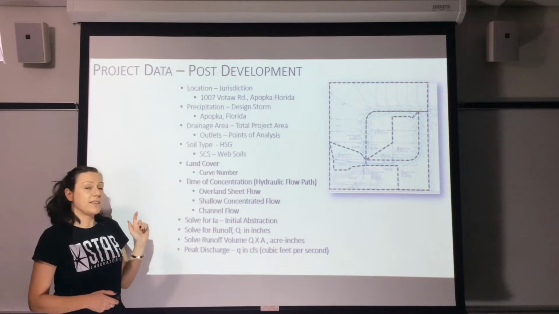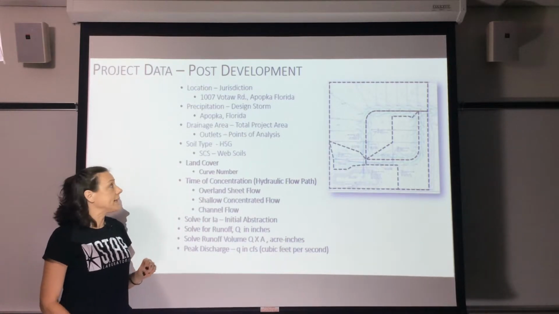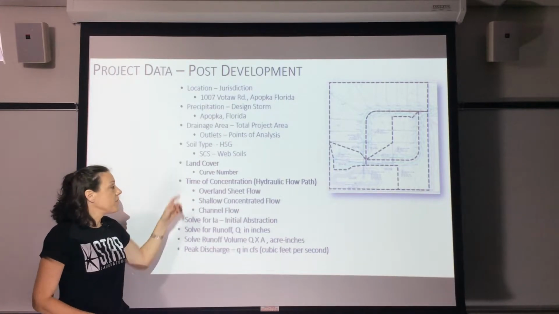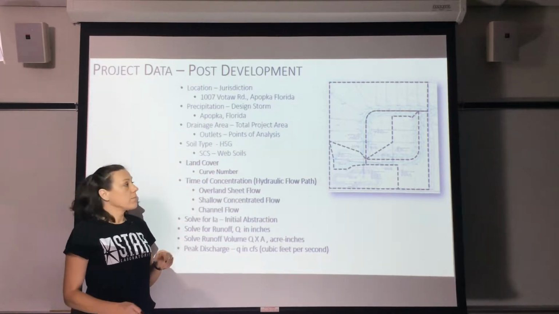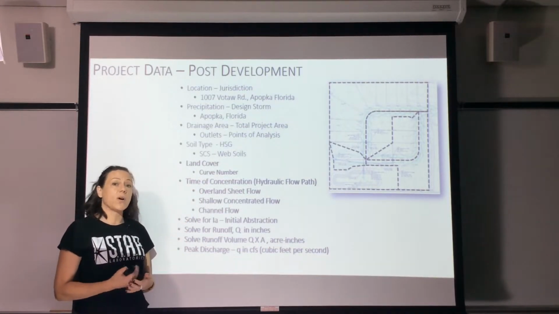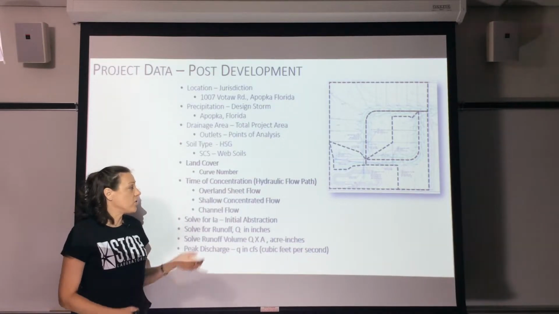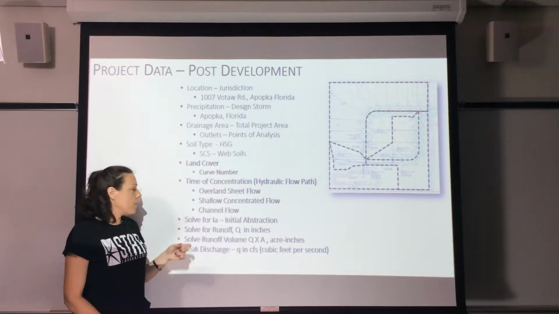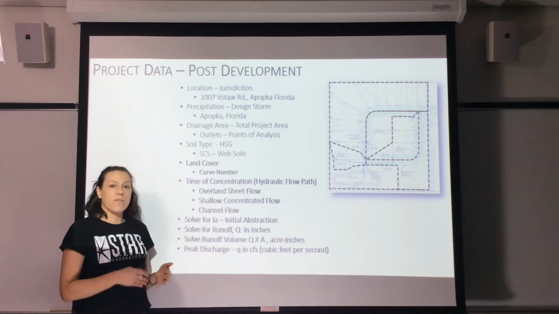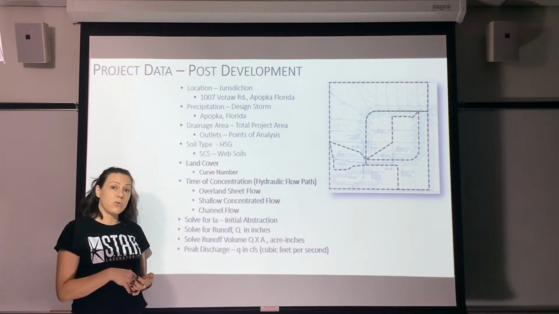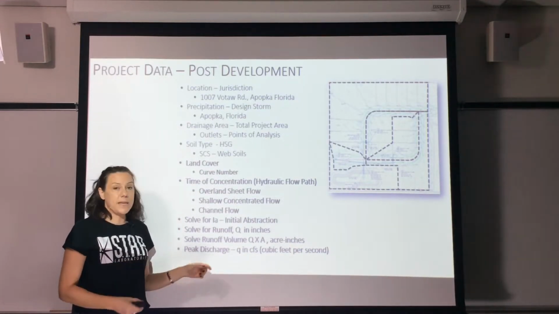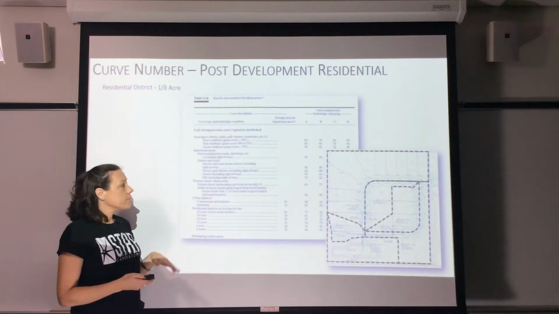If we're looking at the storm, we have to look at each inlet. Our soil's not going to change. It's going to be a type A soil. The land cover does change, okay? Because now we're a subdivision. We actually have house and residential. Time of concentration, we just talked about that a little bit. We'll talk about it a little bit more. And then we'll have the solving of our initial abstractions, our Q runoff in acre-inches, and then our peak discharge in CFS.